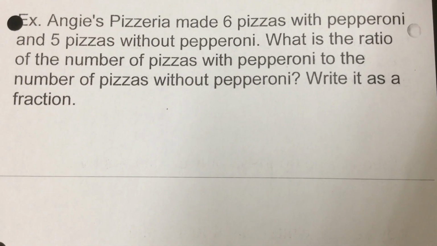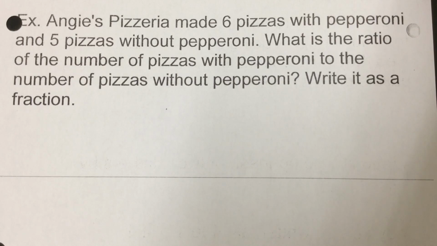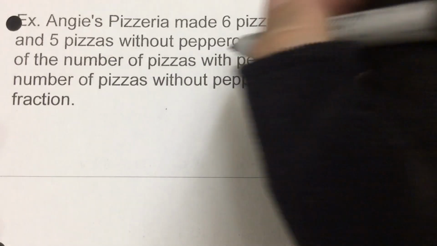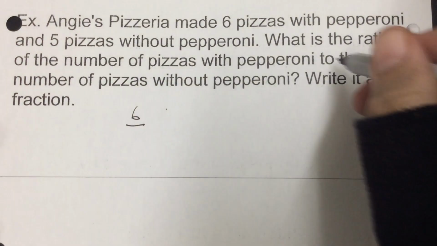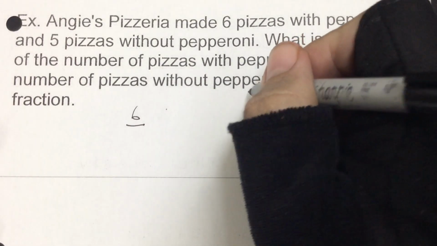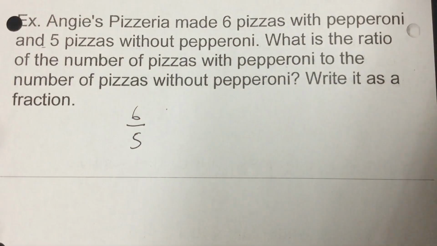So, Angie's Pizzeria made 6 pizzas with pepperoni and 5 pizzas without pepperoni. What is the ratio of the number of pizzas with pepperoni to the number of pizzas without pepperoni? So here, word problem, but it's still telling you how to write the ratio. So the ratio of pizzas with to the number of pizzas without. So even though it's a word problem, you're fine. Write what it gives you there. So starting with pizzas with pepperoni. Well, it says there's 6 of them with. So 6 over. And then to the number of pizzas without. Well, we know 5 of them were without, so 6 over 5.